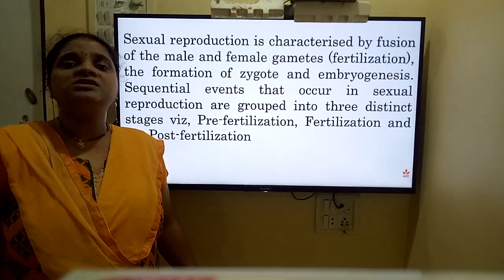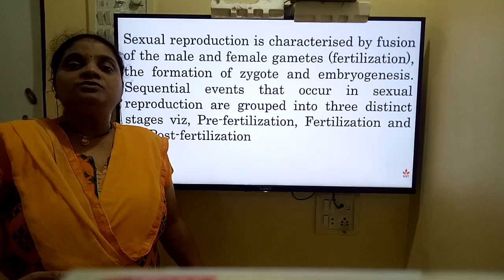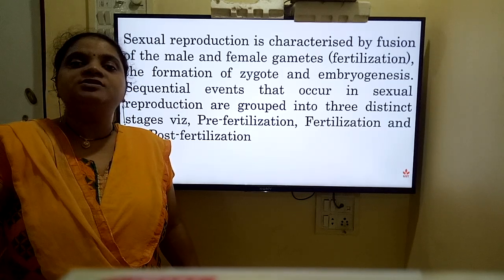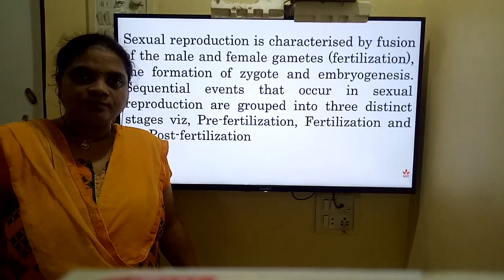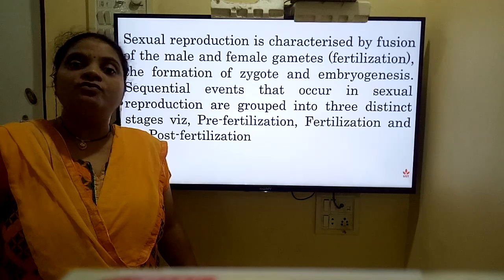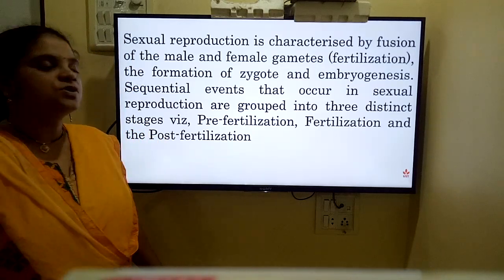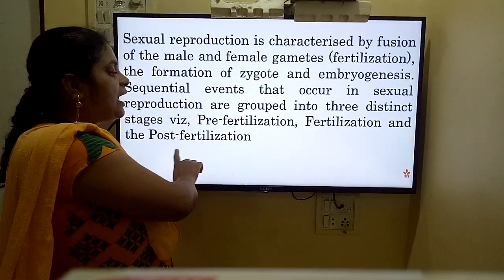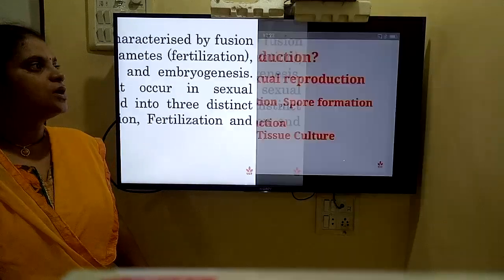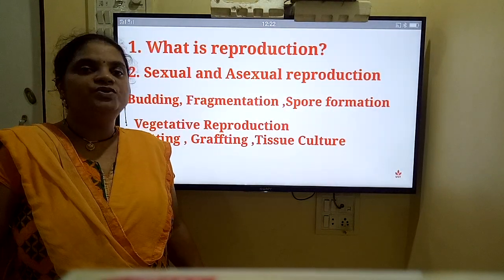These are all sequential events that occur in a group, in 3 stages. Now what are they? Pre-fertilization, fertilization and post-fertilization. So what are these 3 steps? Pre-fertilization, fertilization and post-fertilization. So this is the introduction about sexual reproduction.